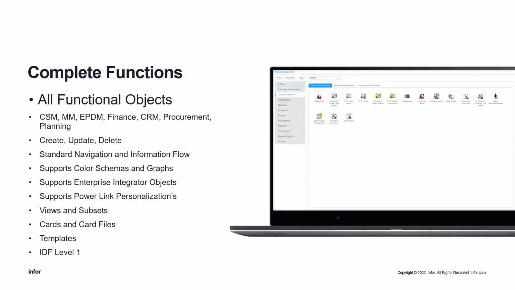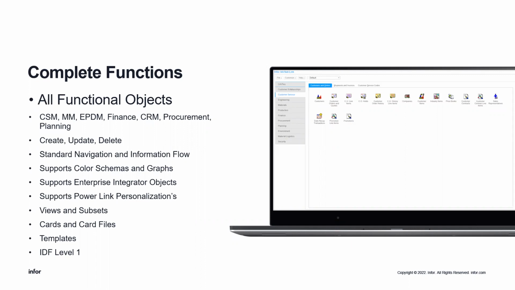If you look at what we've done, we've taken all of the functional objects: the customer service, CSM, materials, EPDM, all the finance applications, the latest and greatest CRM application we have, procurement, and of course, planning. We've moved all of those to NetLink. You now have access to all of those. And again, if you do something here, you can do create, update, and deletes. If you do something here, it's going to be reflected in anything that has access to that database, so green screen as well as PowerLink.